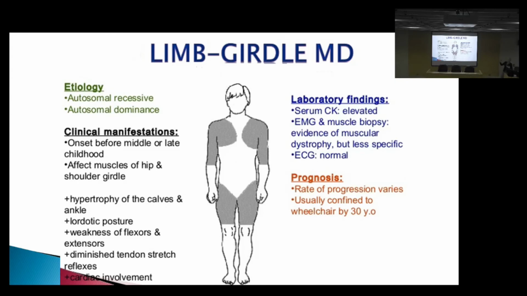It can be mainly autosomal recessive, but sometimes there are also autosomal dominant forms. And what you look for is that the CK is elevated. You can do electromyography and muscular biopsy, but they are less specific. So again, another reason not to go invasive immediately. The ECG is normal. And these are the clinical manifestations, looking at the muscles that are affected. The prognosis varies, but generally they reach the wheelchair around the age of 30. I have patients who have been in a wheelchair since the age of 25, others who reach the wheelchair at the age of 40. So it depends.